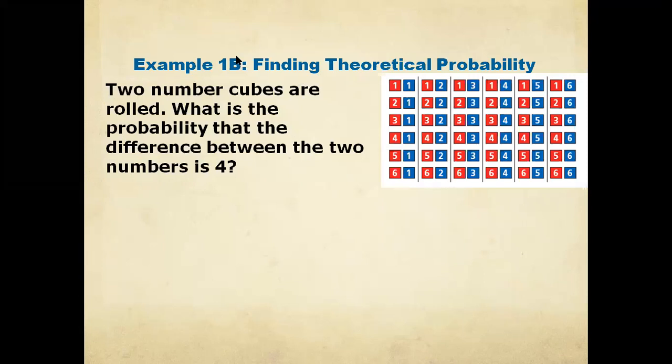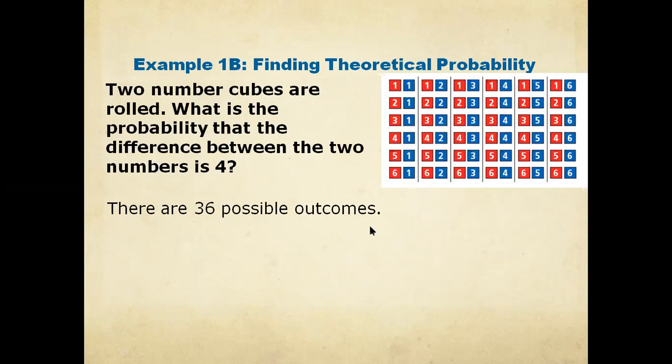Yes, teacher. Now we have 3 to 1, and 4 to 2, and 5 to 3, and 6 to 4. And also the same thing on the other side, which is 1 to 3, 2 to 4, 3 to 5, and 4 to 6. Yes. So it's 8 out of 36.